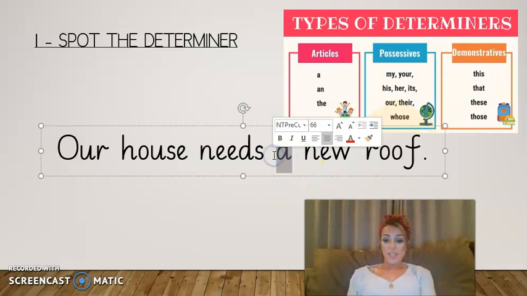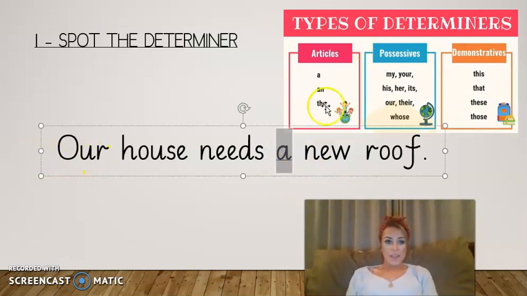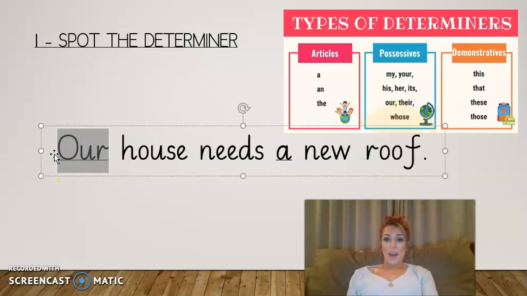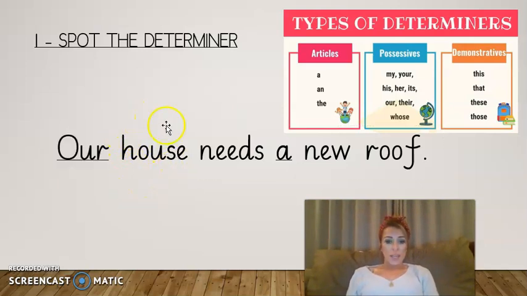So the determiners in this sentence would be a, that's an article as well. If you're feeling really brainy, you might be able to spot the determiner and tell me what type of determiner it is. That would be really impressive. And the other one is our. So the noun is house and the determiner is our, which is a possessive determiner. It also happens to be a possessive pronoun, but in this sentence it's functioning as a possessive determiner because it introduces our noun.